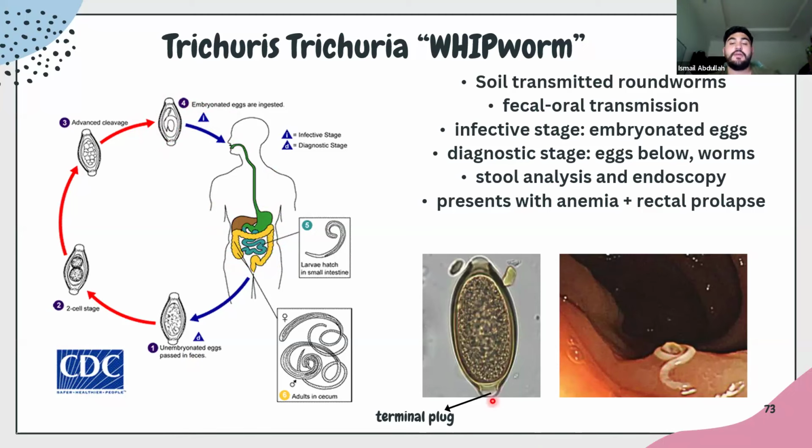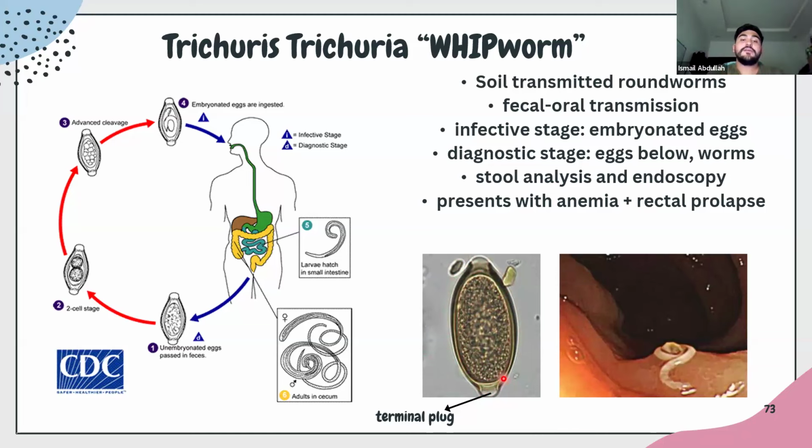Now, the embryonated egg, the infective stage, what makes it different and easy to tell is the terminal plugs they have on the sides. And honestly, if you look at the middle, it's very glittery, like a galaxy, you know what I'm saying? And these are the terminal plugs right here. So this is very, very specific to whipworm.